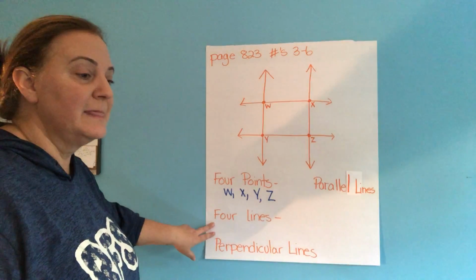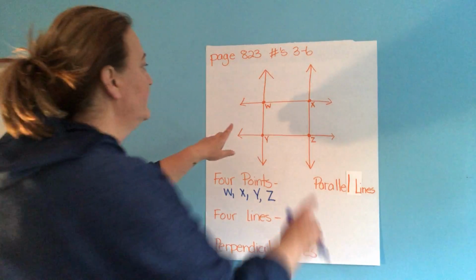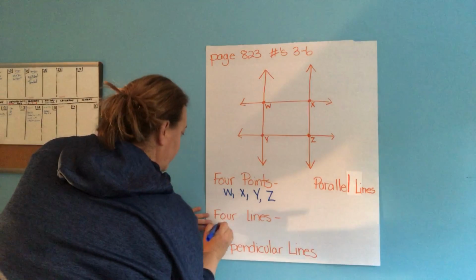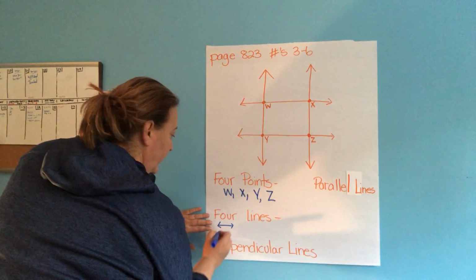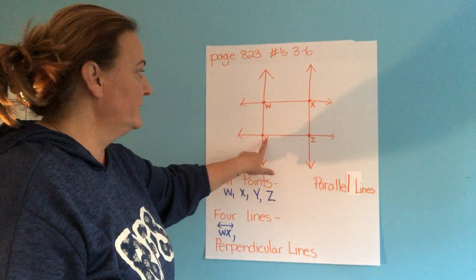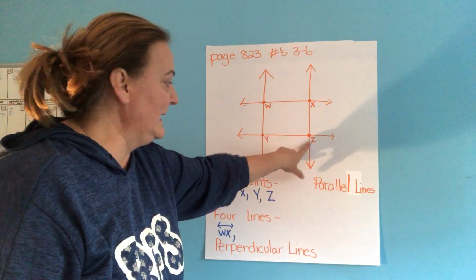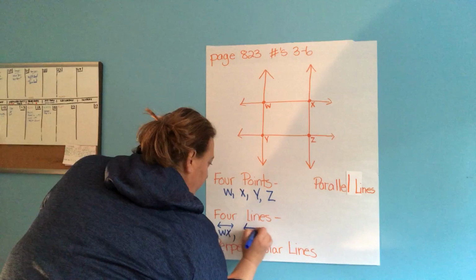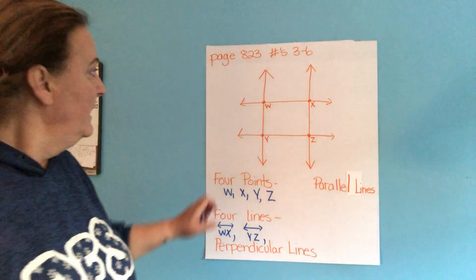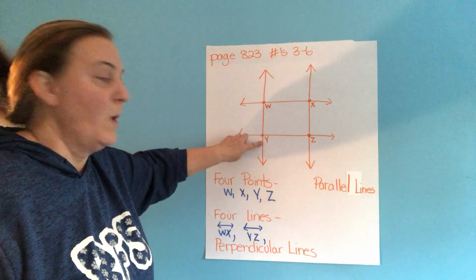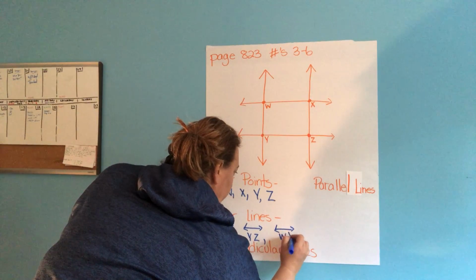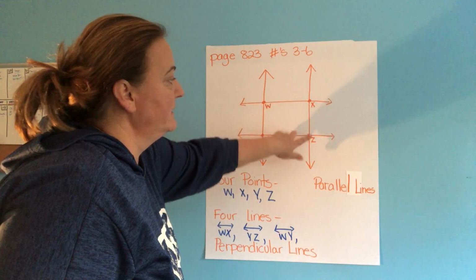Now it says 4 lines. So if you have 4 lines, here we have a line, right? We have W, X. So I'm going to draw that symbol of a line, and then I'm going to write W, X. So that's 1. So we can go right here below it, and we have Y, Z. So line Y, Z. Next we could do line W, Y, and then we could do X, Z.